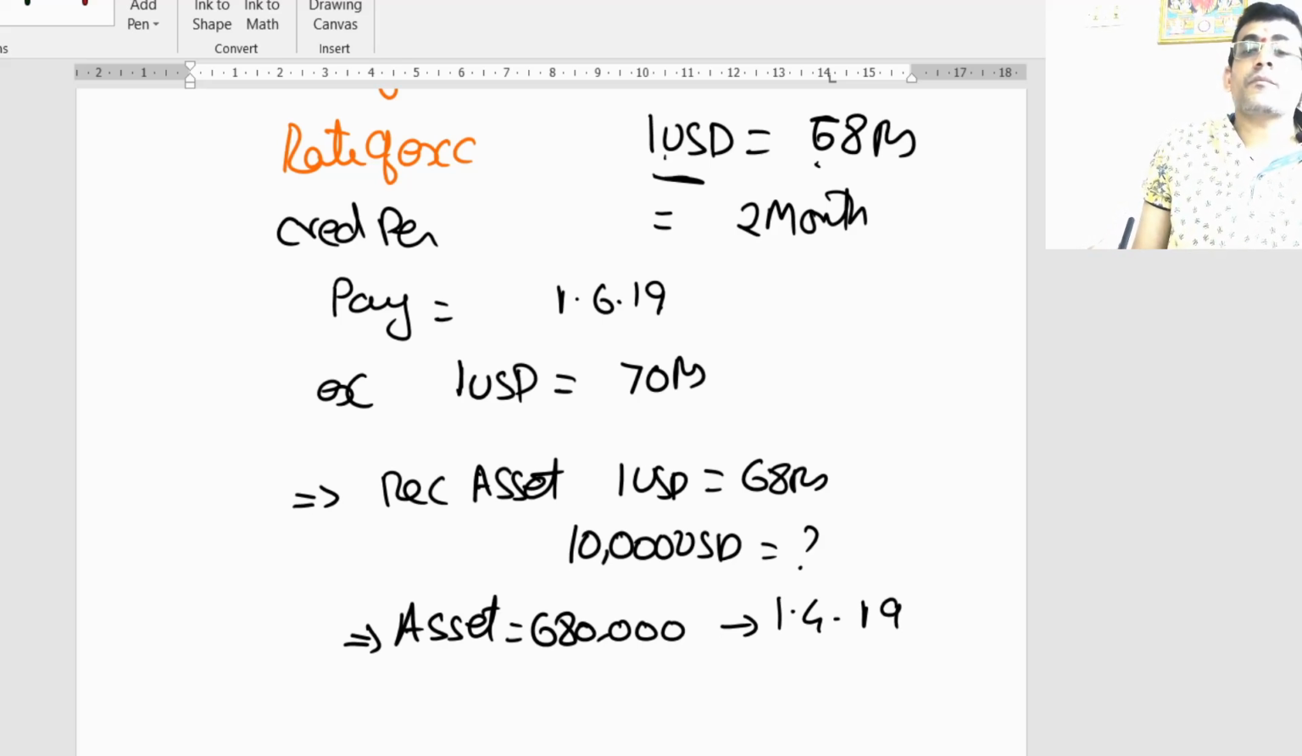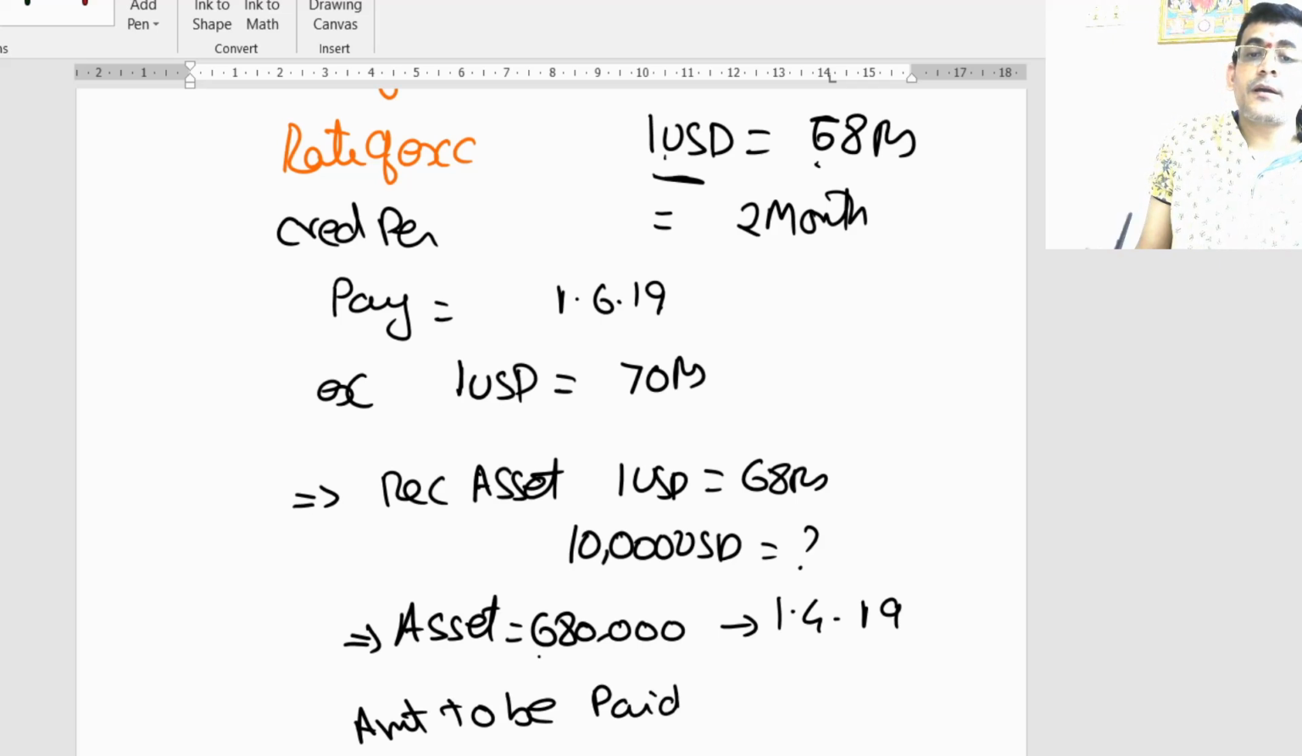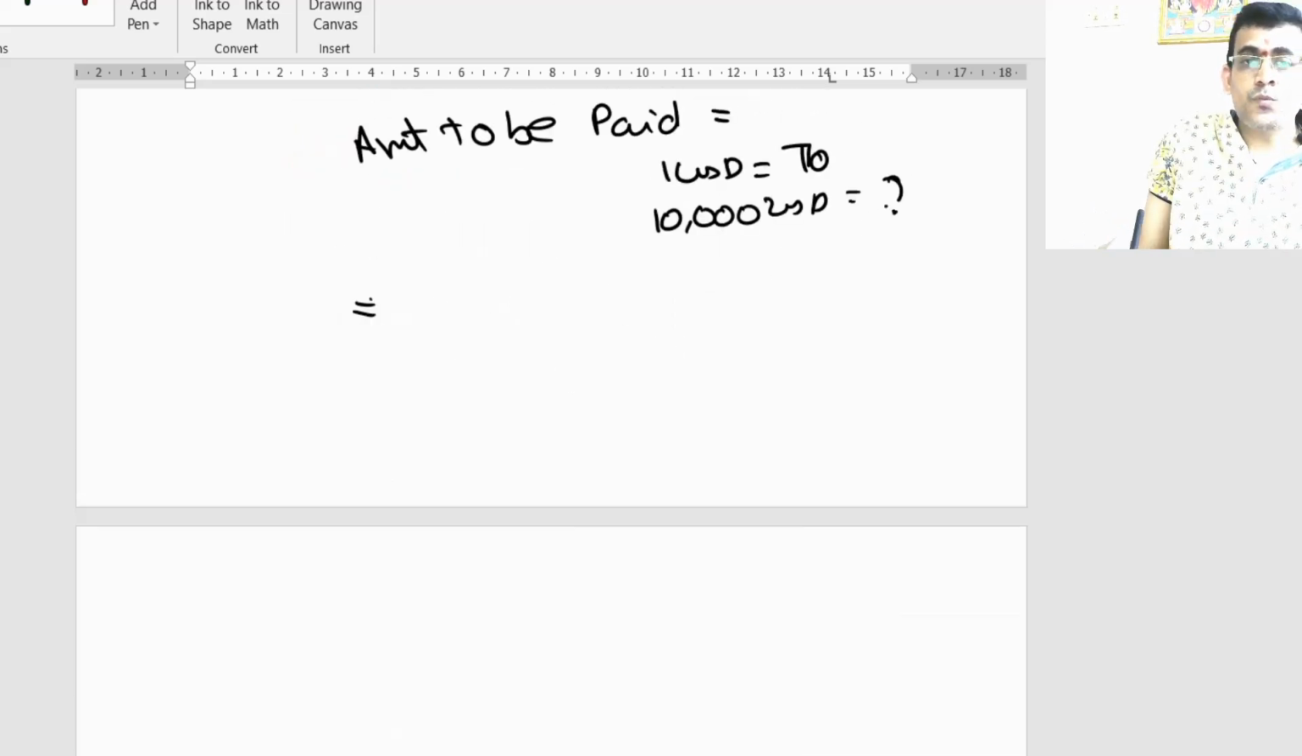On the payment date, the dollar rate became 70. Now you had recognized 6,80,000 and started taking depreciation on 6,80,000, but how much are you paying? What is the amount to be paid? 1 USD is equal to 70 rupees. How much USD are you paying? 10,000 USD. So 10,000 into 70 is going to give you 7 lakhs.